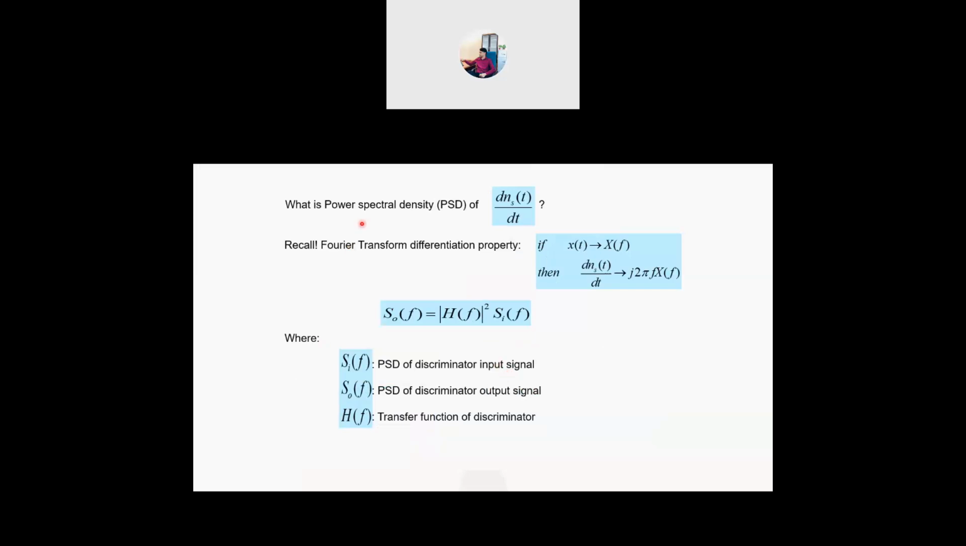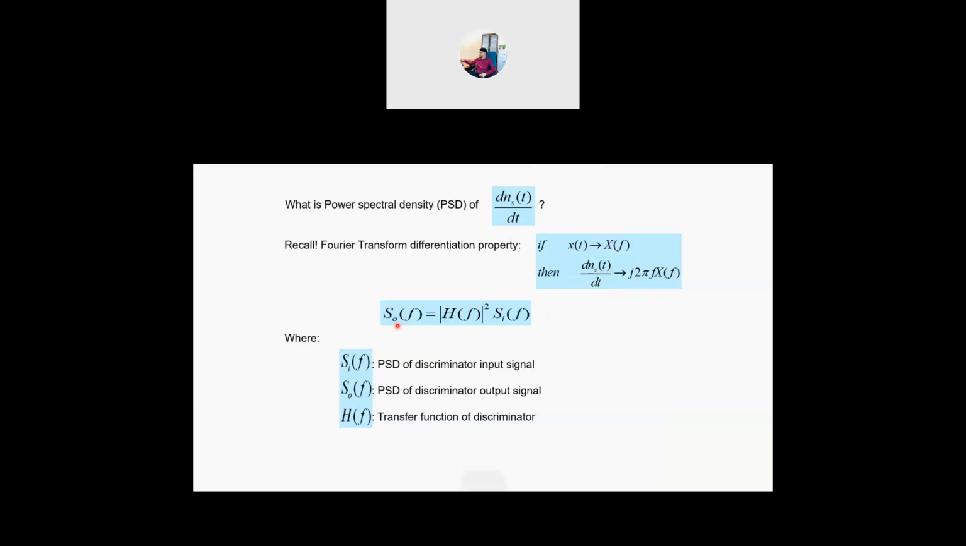So next is the power spectral density. The power spectral density of our dNs over dt. If you recall the Fourier transform differentiation property in your signals and systems, please refer back to it. If x(t) in the frequency domain is X(f), you see here the capital, this is small letters, then dx(t) over dt is equal to j 2 pi f X(f) in the frequency domain.